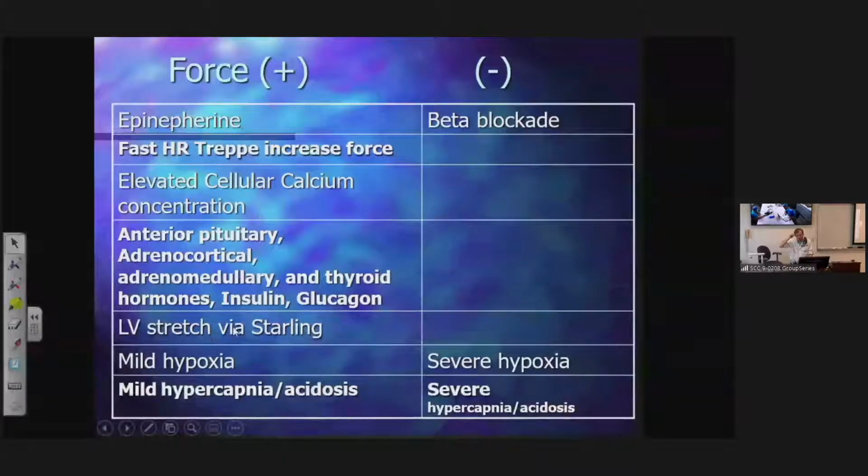LV stretch, being Starling, would increase force. Mild reductions of oxygen, mild elevations of CO2, or a mild drop of pH cause increased force, and severe decreases. There's not a lot that drops your force except beta blockade, right, or severe chemical abnormalities. So that's it. I think that's the end of it.